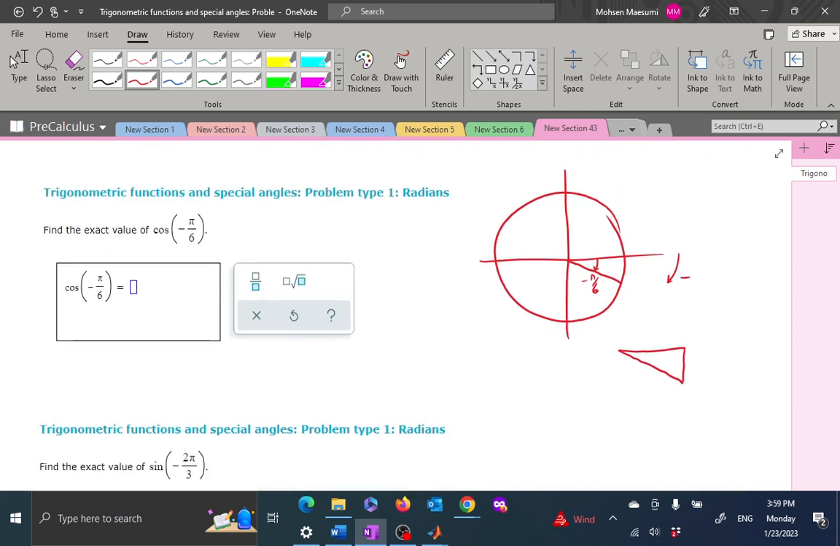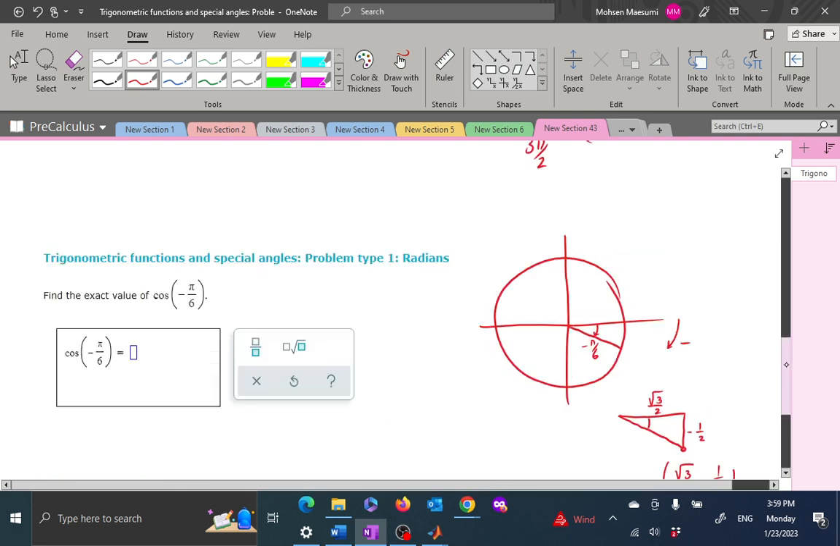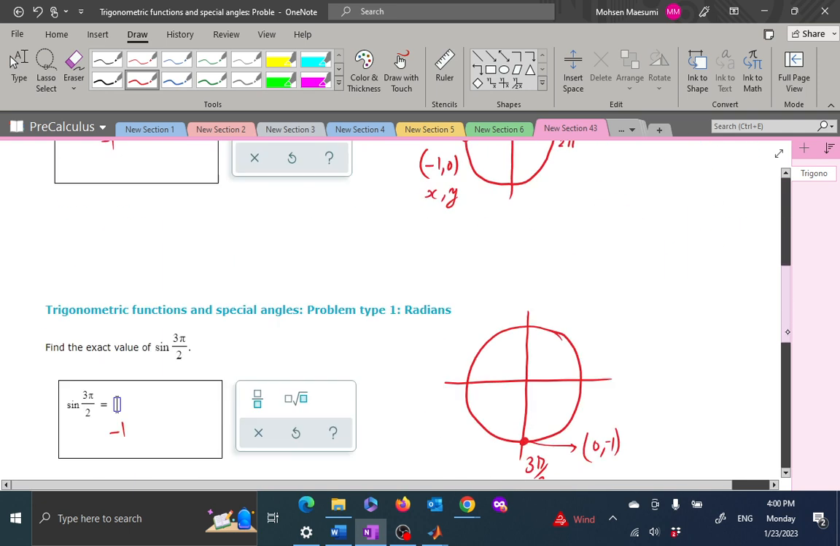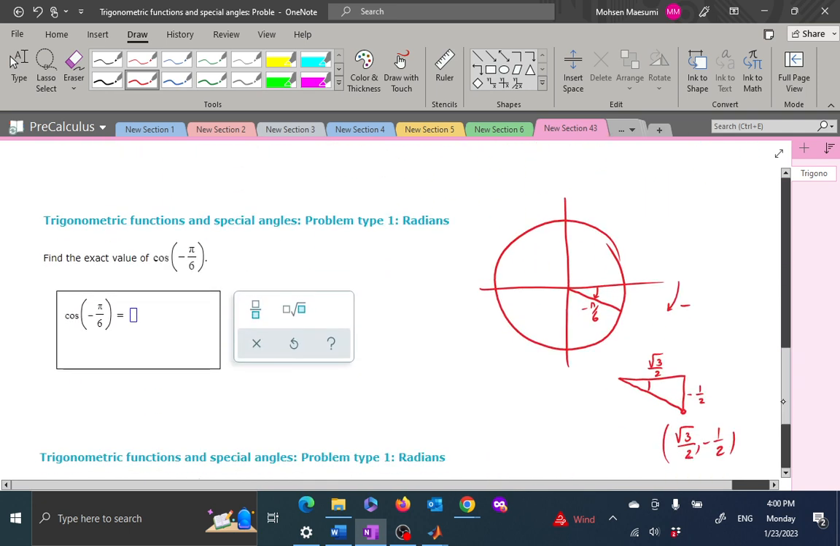Now, if this is your pi over 6, this side is going to be radical 3 over 2. This side is going to be 1 half, but since we're in the fourth quadrant, it is going to be minus 1 half. The coordinate, if you're after the coordinate, is radical 3 over 2 and minus 1 half. What is cosine? Cosine is the x, the first one. Cosine is x, and it becomes radical 3 over 2.